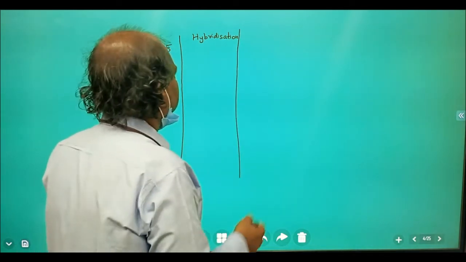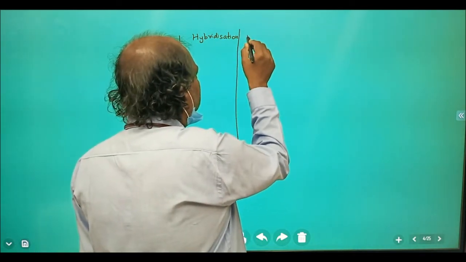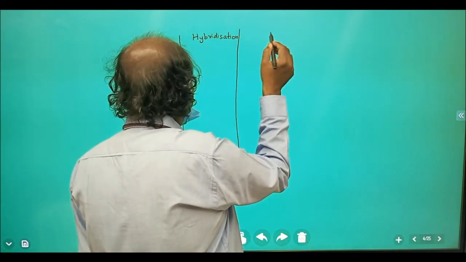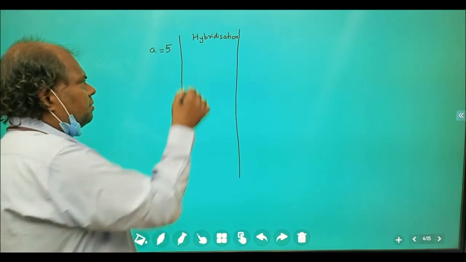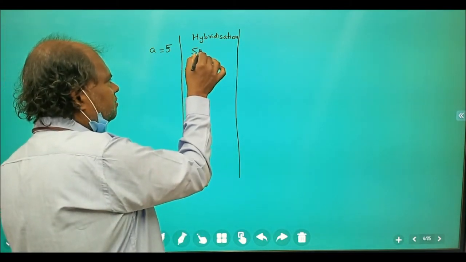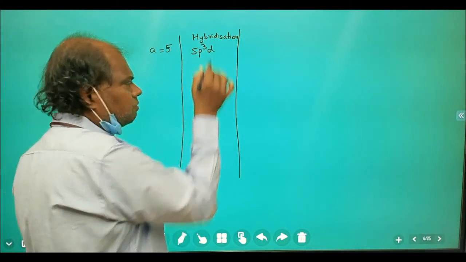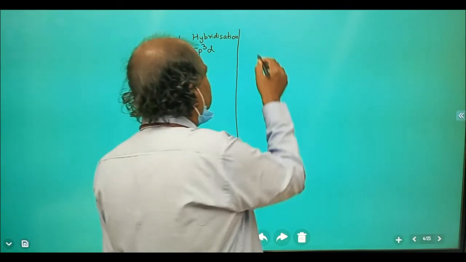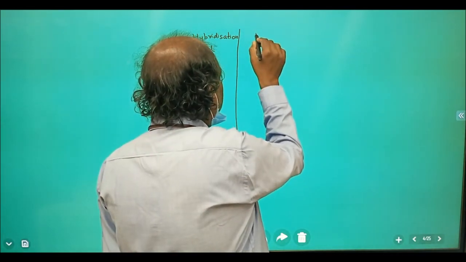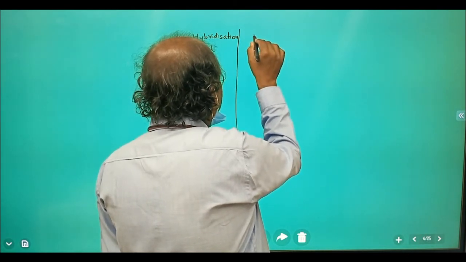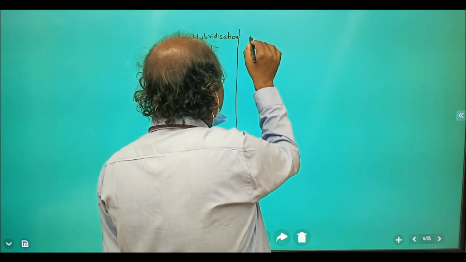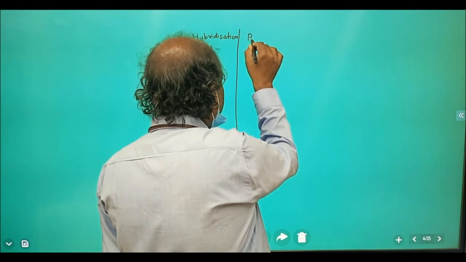Hybridization. But remember, depending on the lone pairs and all, hybridization will be what? sp3d. Okay. Then, shape. Before we come to shape, let us see the bond angle.